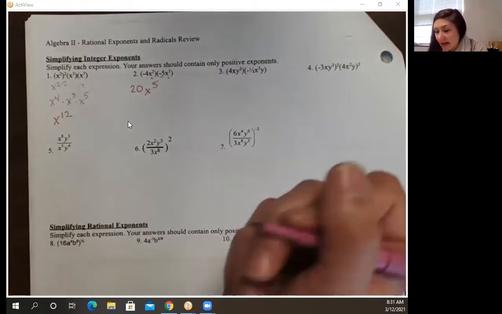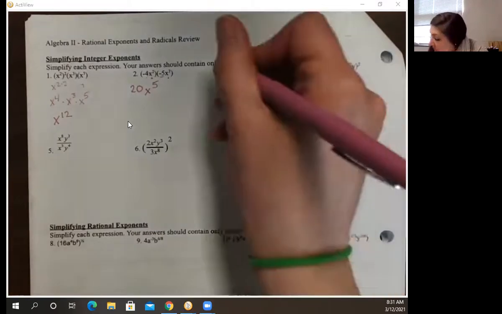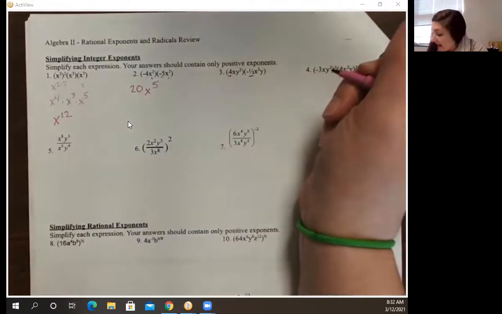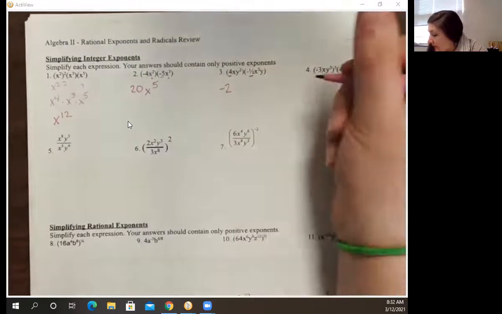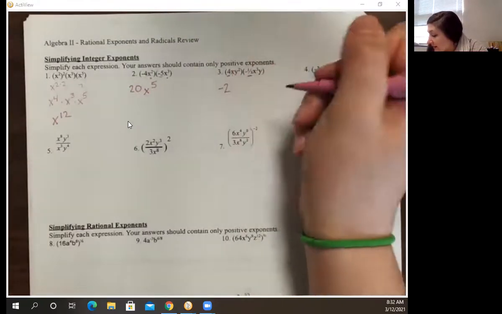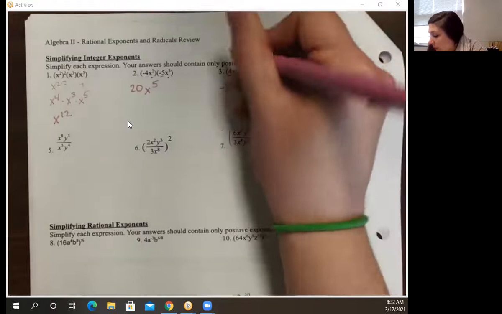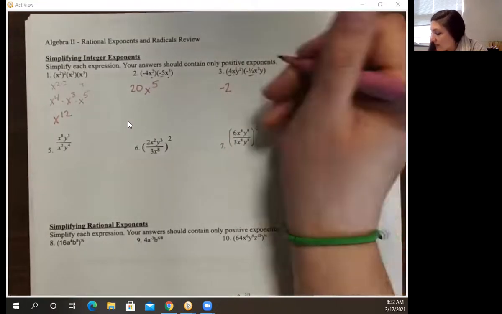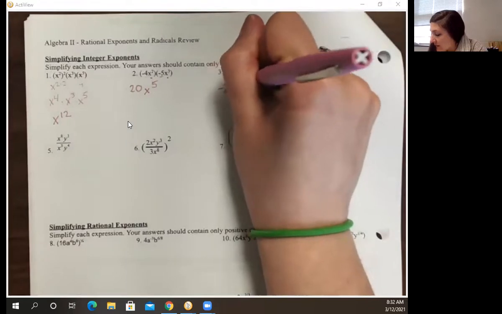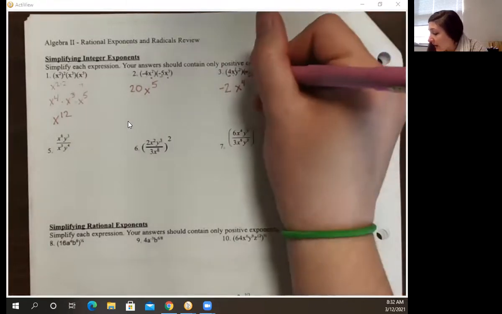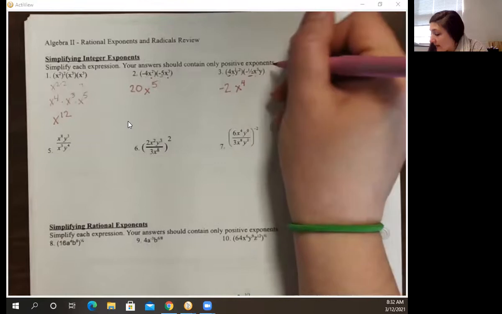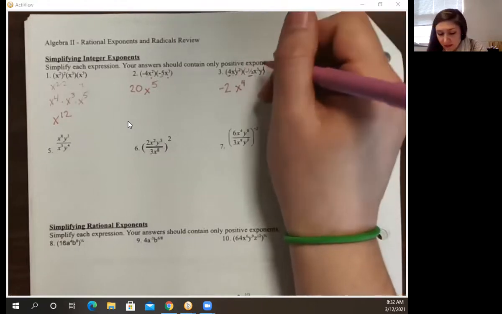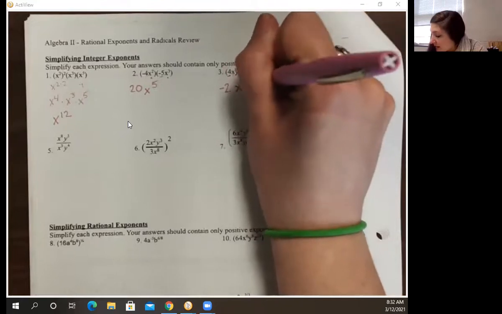Number three, same idea. I just have another variable. So I'm going to start by multiplying my coefficients. 4 times negative 1/2 is negative 2. And then I've got x times x cubed. When I don't see an exponent, that means that it's 1. So I'm going to add those exponents. 1 plus 3 would be 4. So I have x to the fourth. And then for my y's, I've got y squared times y. Again, if I don't see an exponent there, that means it's 1. So 2 plus 1 is 3. I've got y cubed there.